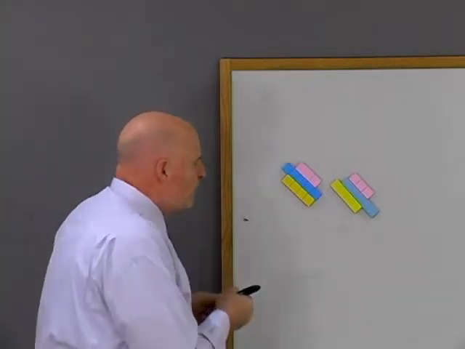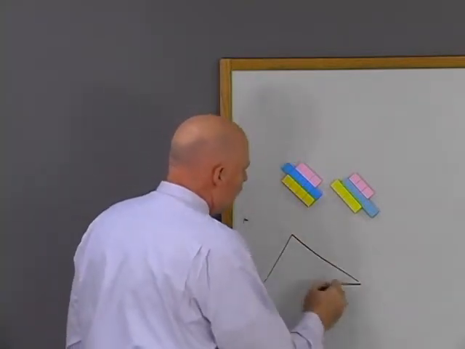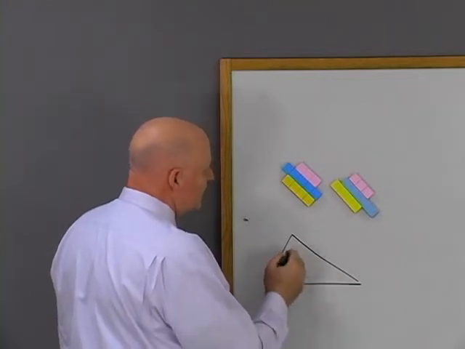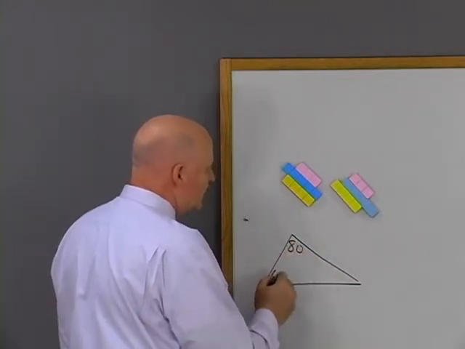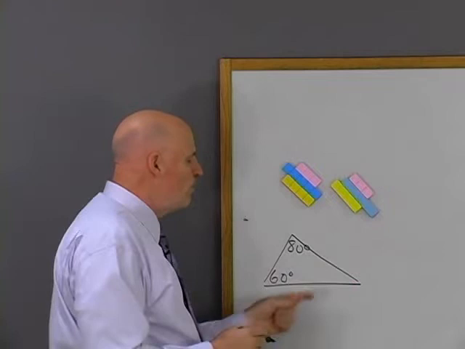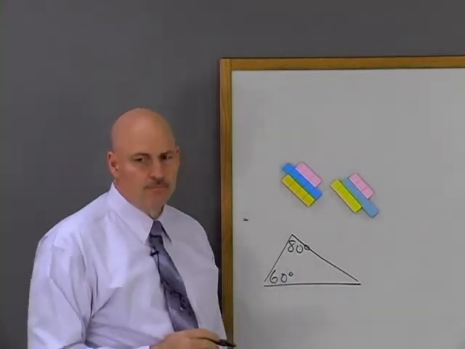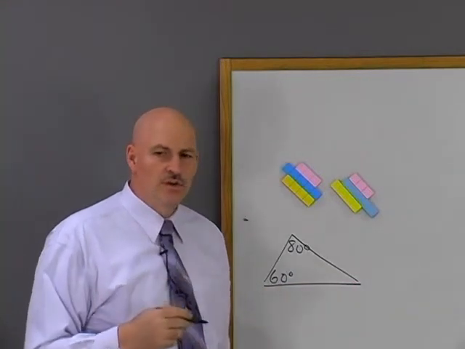What do we know so far about triangles and their angles? Let's say that this is 80 degrees and this is 60 degrees. What do we know about this angle here? It's 40 degrees. How do you know that?